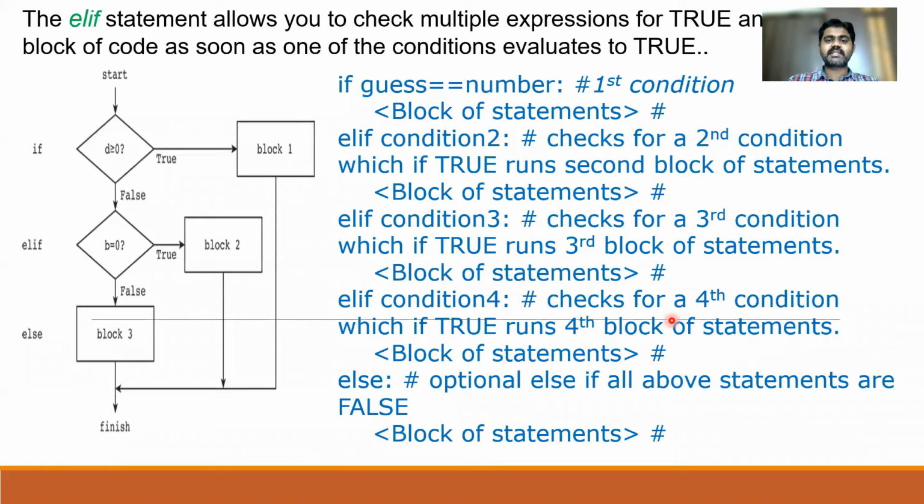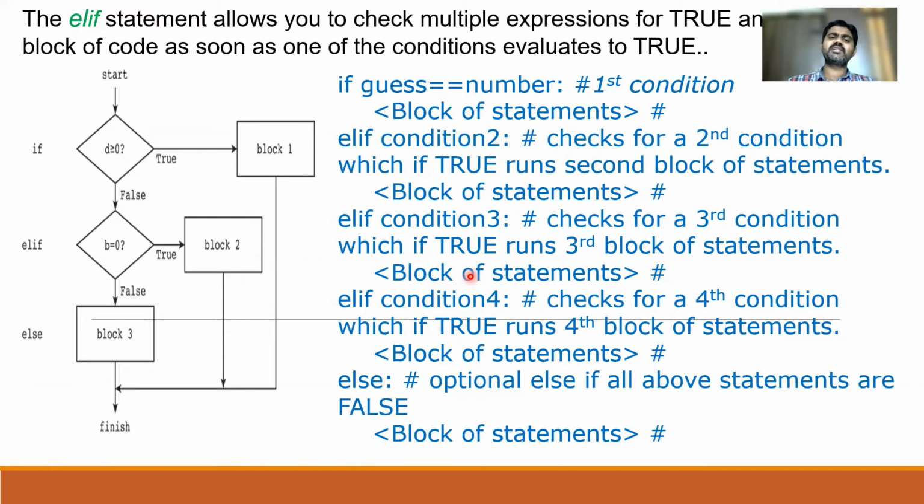So the elif statement allows you to check multiple expressions for true and executes the block of code as soon as one of the conditions evaluates true. Okay. So if guess equal to number, first condition, block of statements. Elif, we go for the second condition if the first condition is not true. Again, if the first and second are not true, then we can go for another elif condition also. So we can have multiple elif conditions.